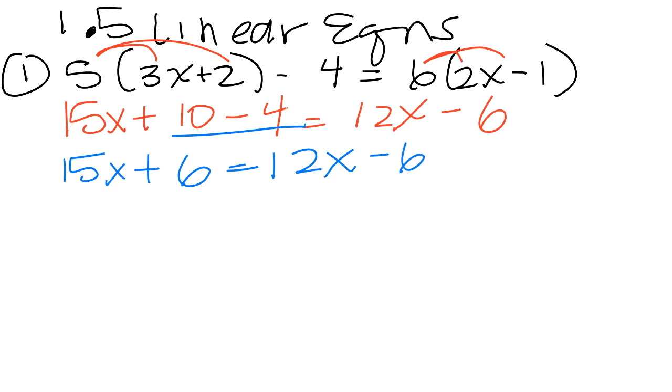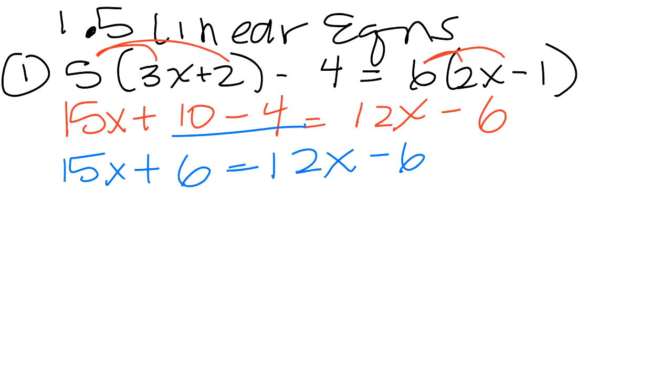Now, once we combine the like terms, we're going to start moving things from one side to the other so that we can get this thing into a better form to solve. We're trying to isolate our variable, and in order to do that, the variables have to be on the same side. So we get to decide which side we want to move it from, whether we're going to move the 15x or the 12x. It's really a personal choice.